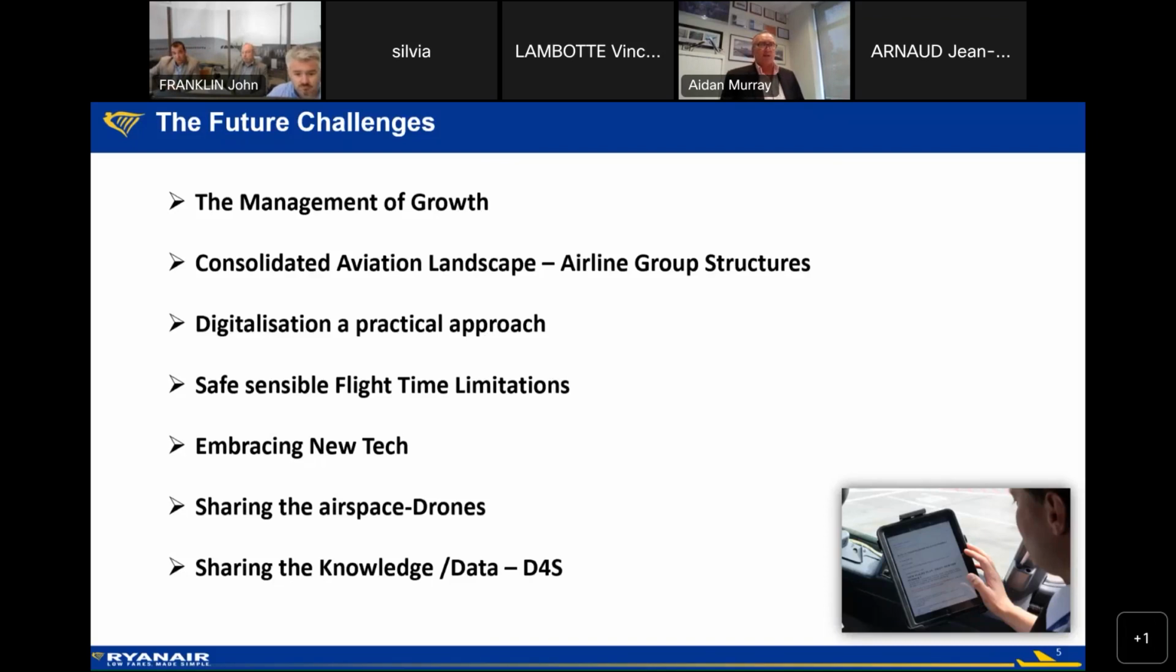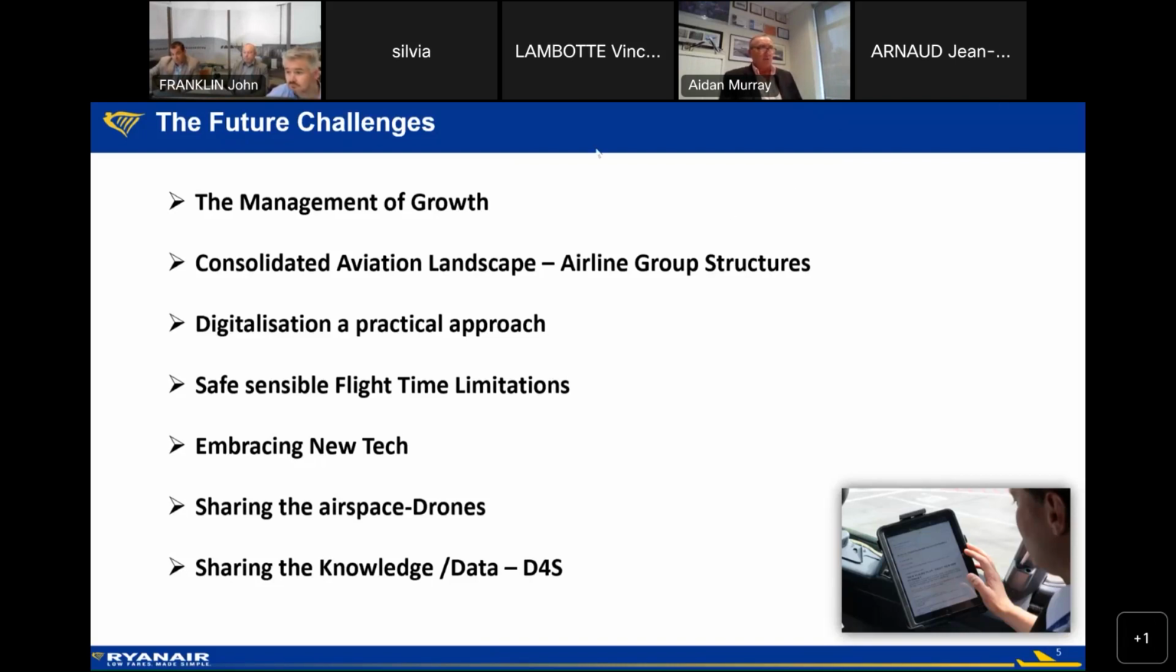Safe, sensible flight time limitations. There's guidance out there at the moment that we've reviewed with regard to FTLs, and there are areas there for airlines that need to be addressed as well. So I think that's something that once again the airlines need to be more involved in, to ensure that what we do with FTLs is safe and practical as well.